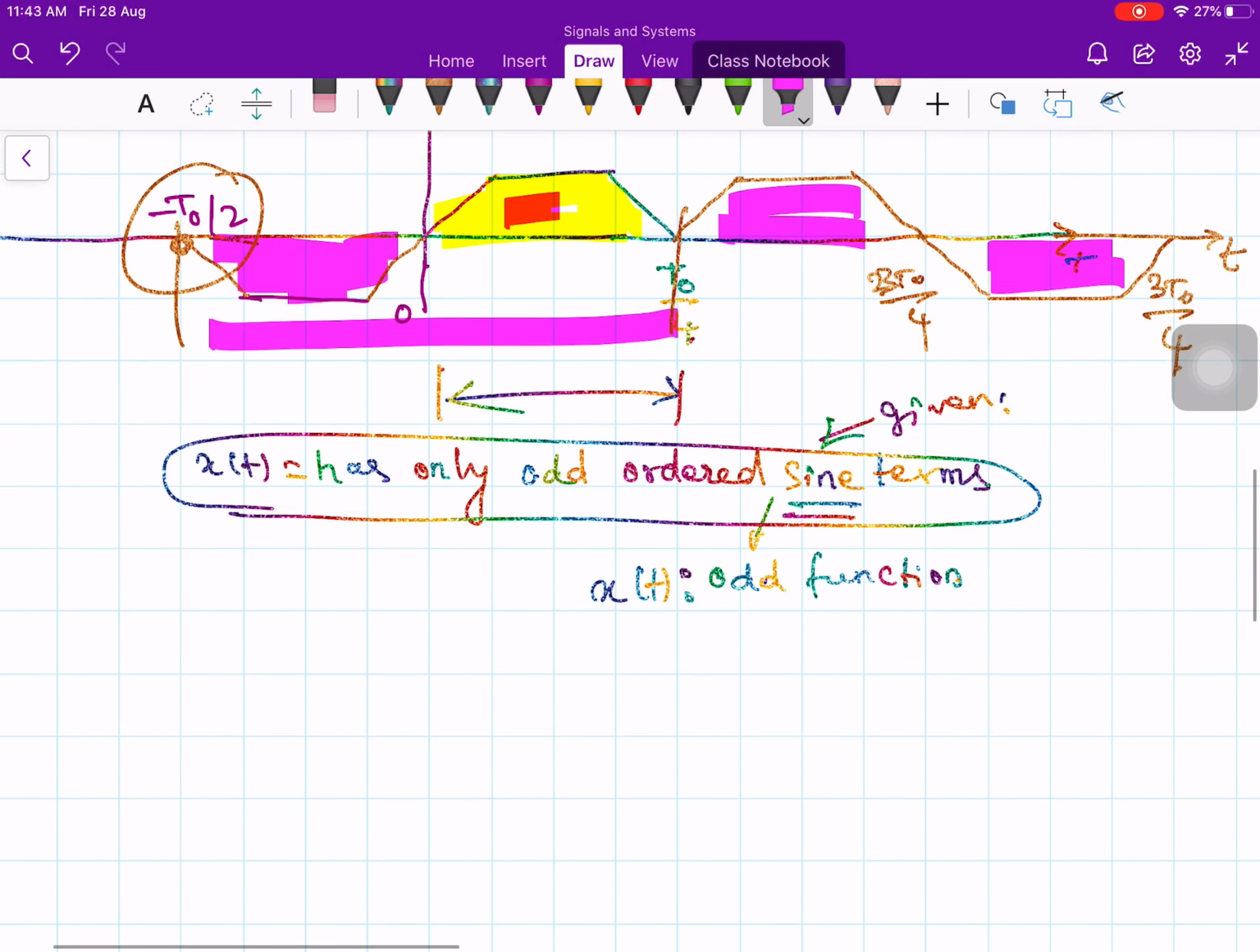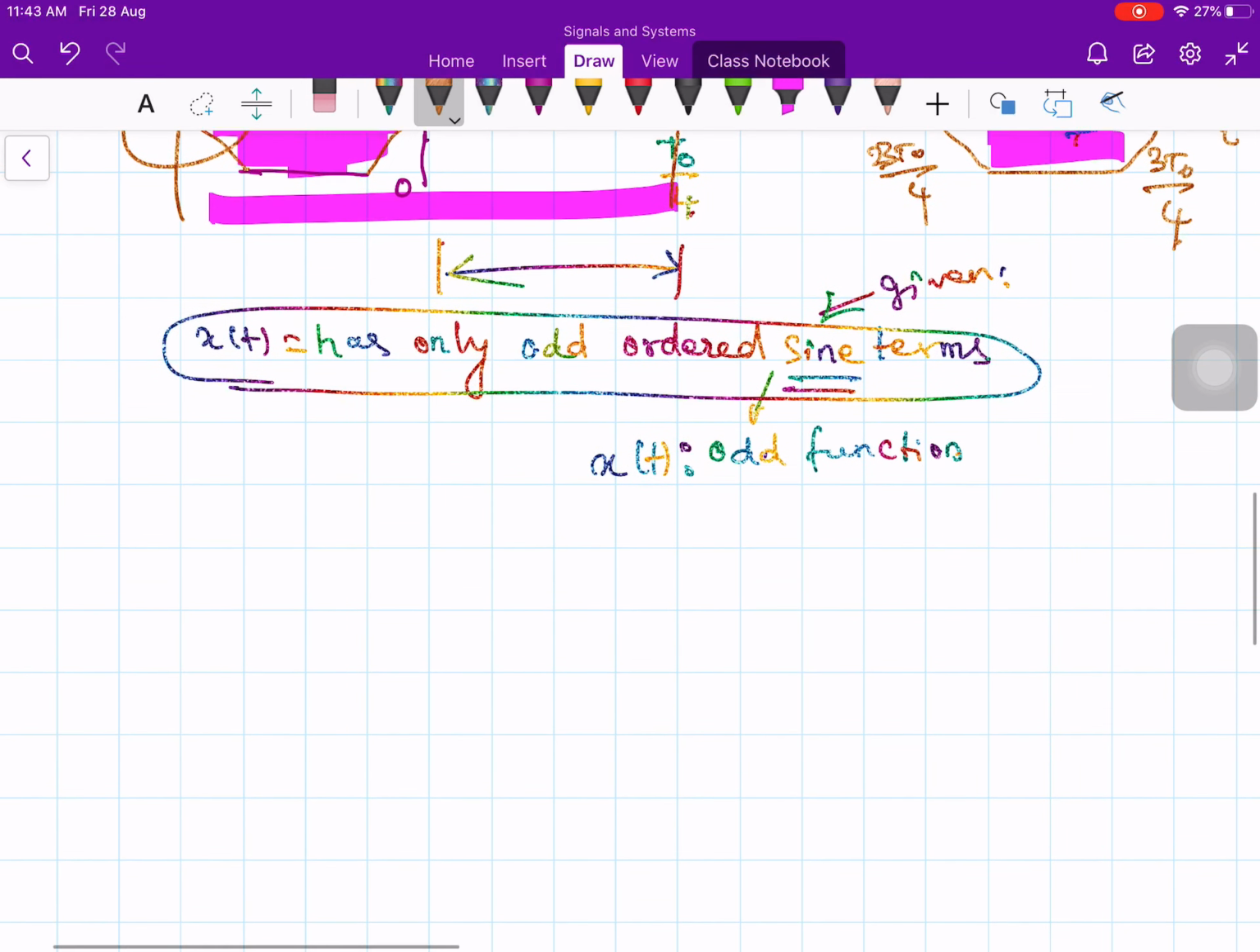Now I will take the same example. Let's say example 6.